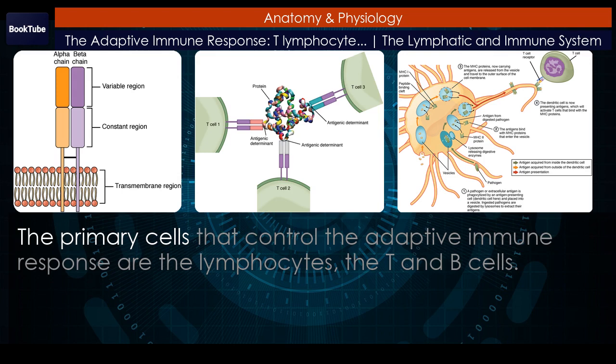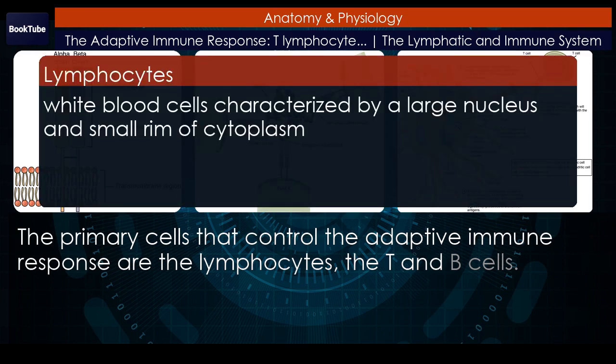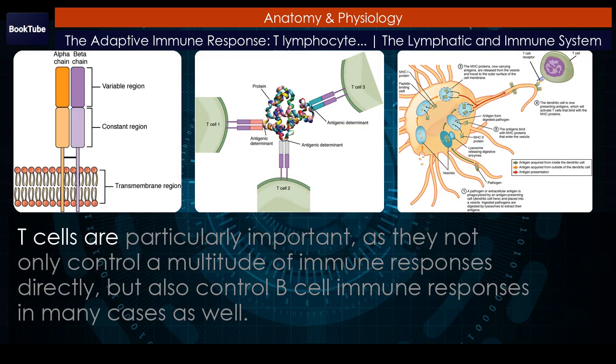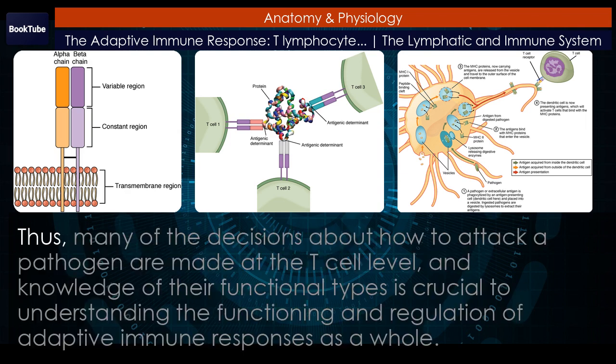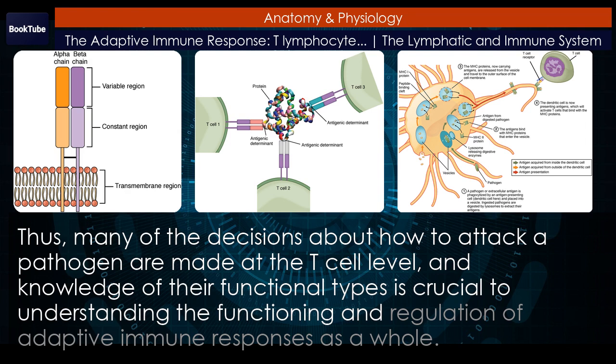T-cell-mediated immune responses. The primary cells that control the adaptive immune response are the lymphocytes, the T and B cells. T cells are particularly important, as they not only control a multitude of immune responses directly, but also control B cell immune responses in many cases as well. Thus, many of the decisions about how to attack a pathogen are made at the T cell level, and knowledge of their functional types is crucial to understanding the functioning and regulation of adaptive immune responses as a whole.